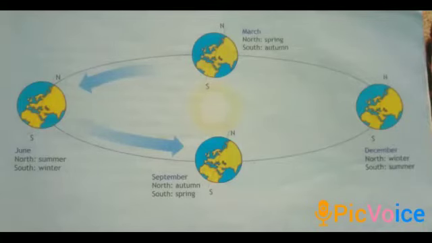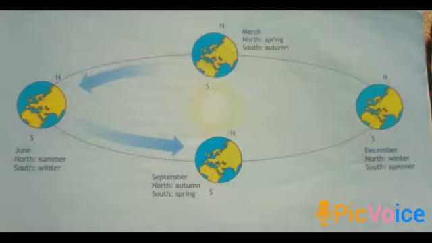Children, in June, the northern hemisphere is tilted towards the sun. As the earth rotates, the places in the northern hemisphere remain in the sunshine longer, which means more heat. Hence they have summer. But the southern hemisphere is tilted away from the sun. So they will get less heat and they have winter in June.